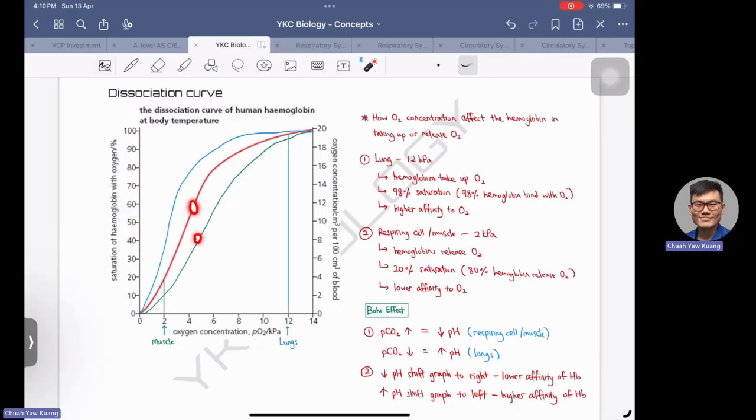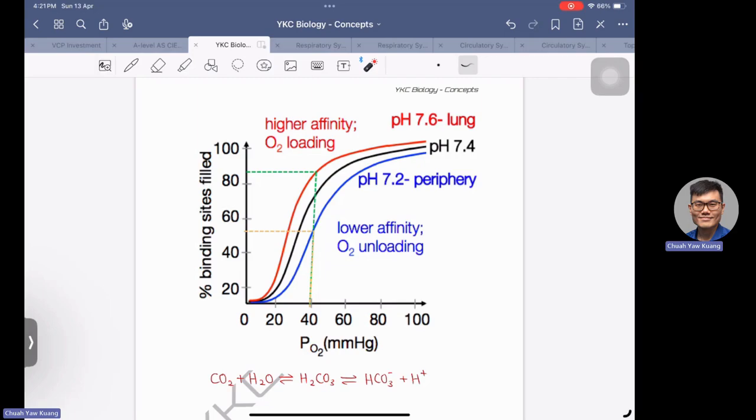So we can compare the two curves, the dissociation curve before being shifted and the dissociation curve after being shifted. You can compare the two curves at the same partial pressure of oxygen. With that, we can know the effect of the partial pressure of carbon dioxide on the saturation of the hemoglobin. As mentioned previously, the Bohr effect will shift the dissociation curve towards the left or right.